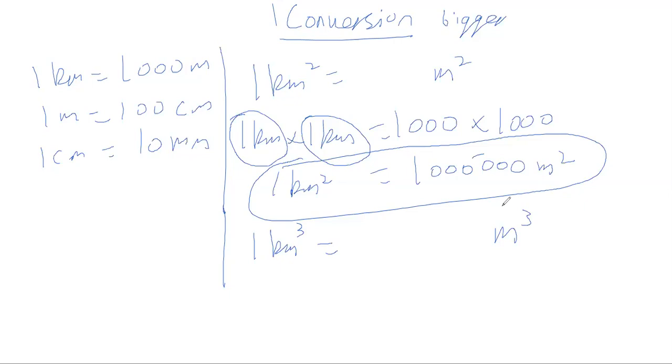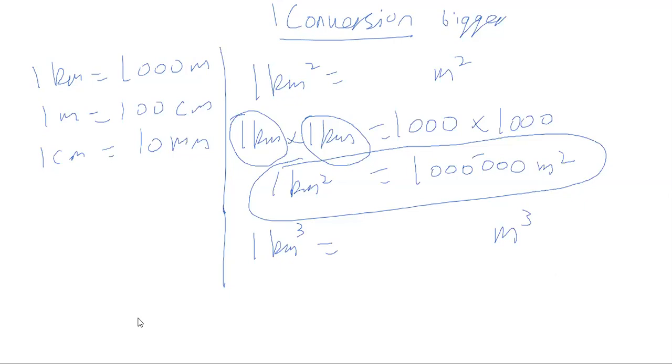Yes, any answer? Mustafa? Okay, so there should be 1 and 9 zeros, right? Is this the same thing for everybody? 1 and 9 zeros? Okay, good.